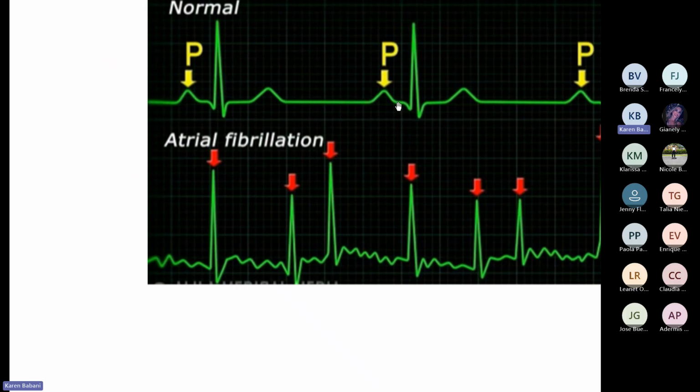Going back, the first little wave that you see is a P wave. A normal ECG or EKG should have a P wave, a QRS, and then a T wave. Just like this. Now, going back again to the QRS complex, it should last less than 0.12 seconds. And we talk about how this is ventricular contraction.